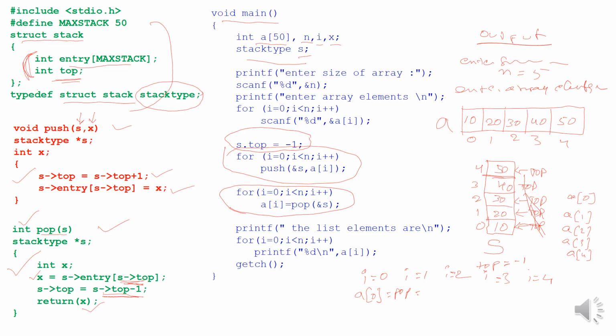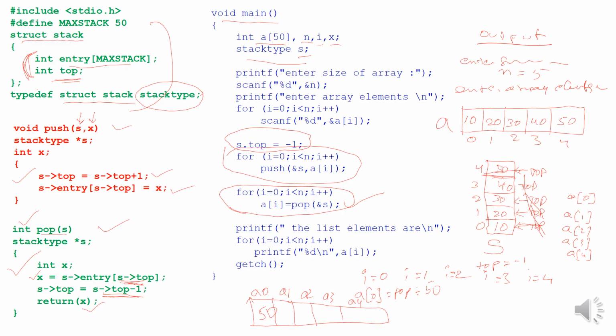So pop is the first element, 50. So 50 is your A0. That is, there is an array again, A0, A1, A2, A3, A4. A0 is 50. Then the next time you execute, this will be executed 5 times. A i is equal to pop of s. So pop of s is executed 5 times.